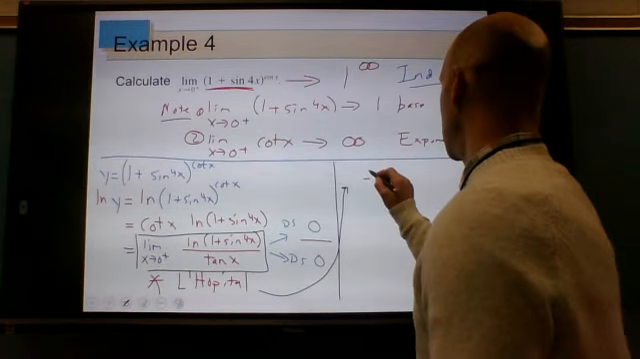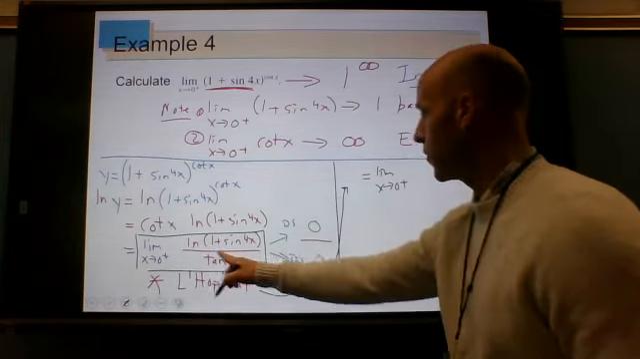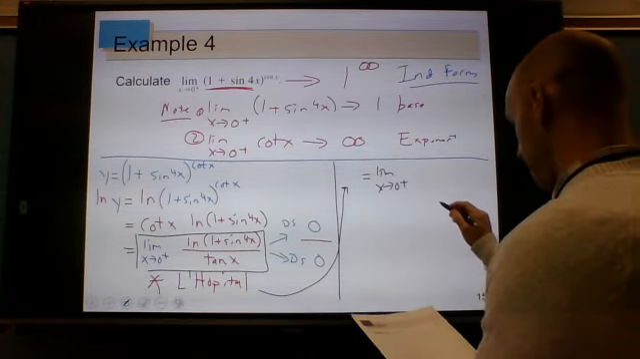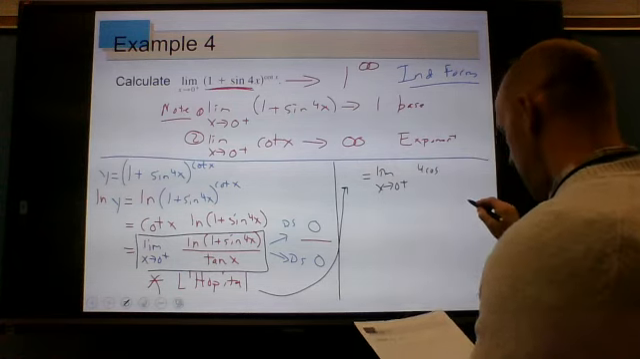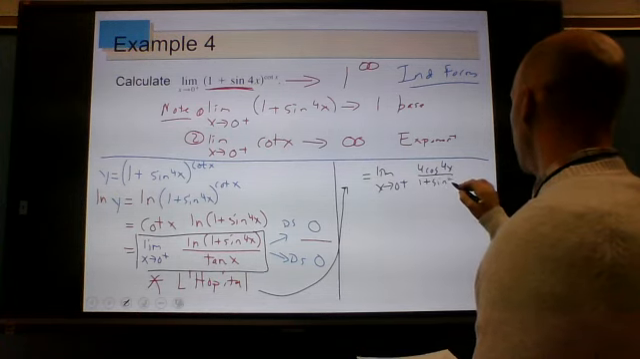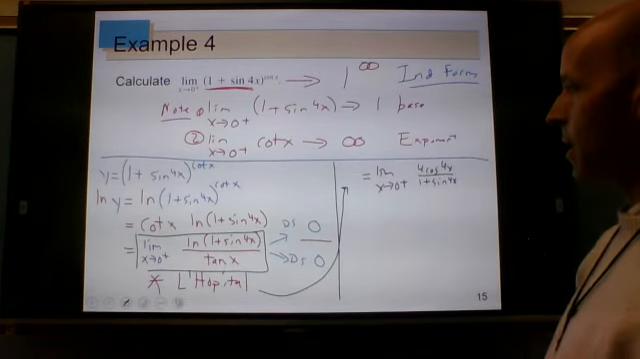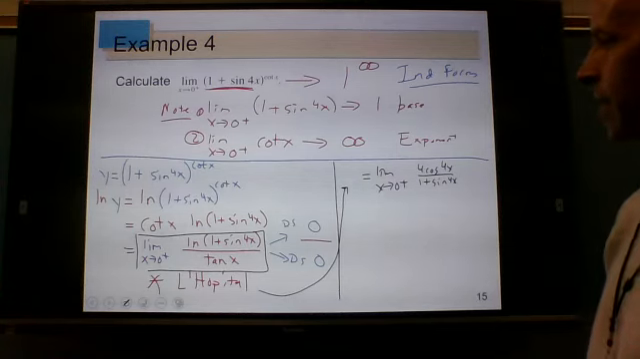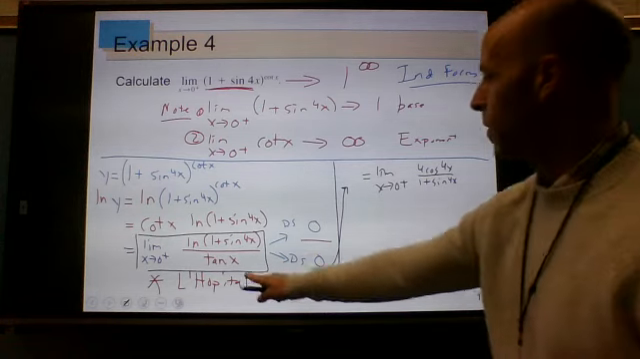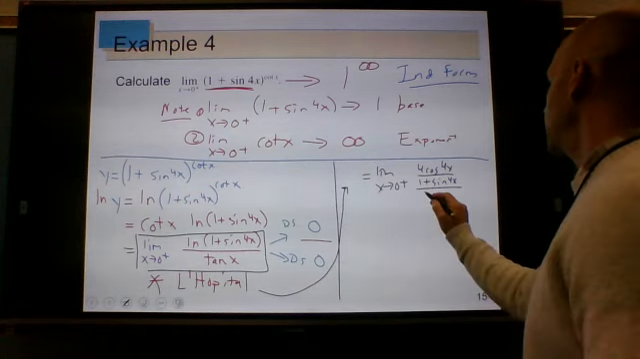Okay, so this is going to be equal to the limit as x goes to 0 plus. So the derivative of the numerator, since this is ln, that's going to be 4 cosine 4x divided by 1 plus sine 4x, which makes sense, right? When you do the derivative of ln, you take what's inside the parentheses and bring it to the denominator, and then you just have to do the derivative of the inside. The derivative of sine is cosine, but don't forget you have to do the chain rule. Now we still have to do the derivative of the denominator, and the derivative of the denominator is secant squared.